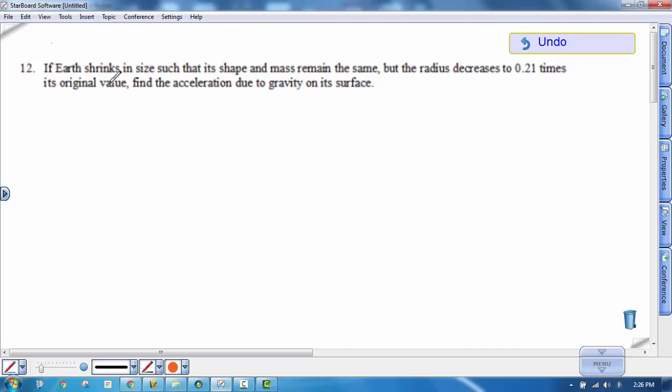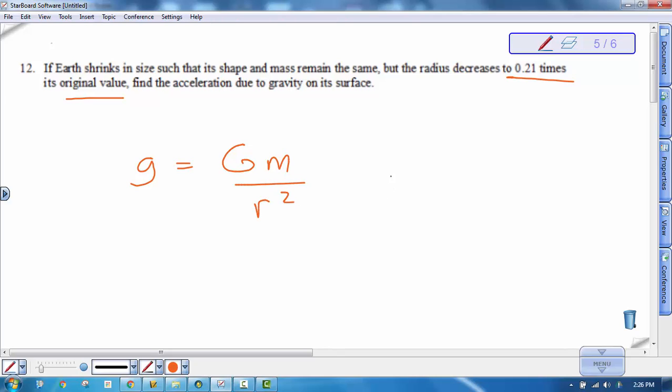Okay, the next problem says the Earth is going to shrink in size and shape, and the mass is going to remain the same, but the radius decreases to 0.21 times its original value. And we want the acceleration due to gravity on its surface. We have a formula for that. We call that gravitational field strength, but I showed you where this came from by just taking F equals ma and setting it equal to Newton's universal law of gravity, and I showed you that the m's cancel, and you just get this formula.